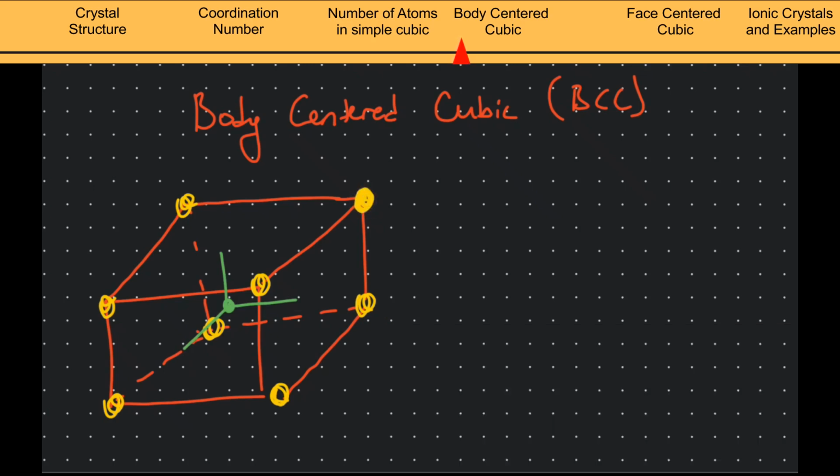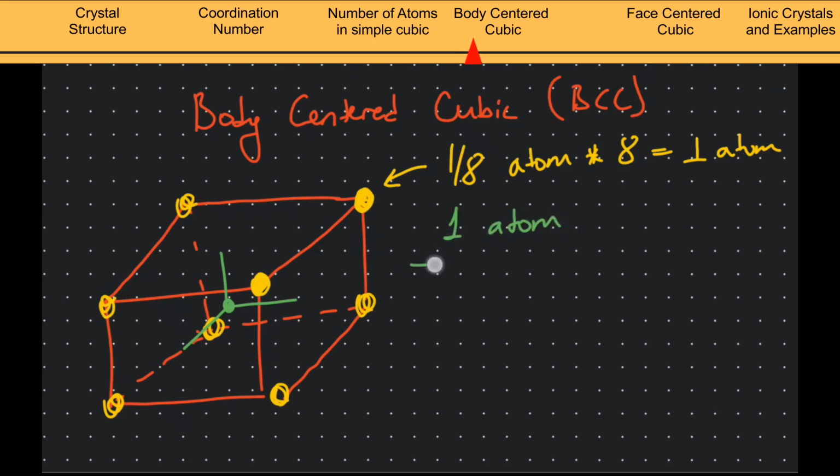As I showed, this is only 1/8 of the atom, and we have 8 corners at the cubic cell. So we have one atom volume that comes from the corners, and we have one central atom. So the BCC structure contains 2 atoms.